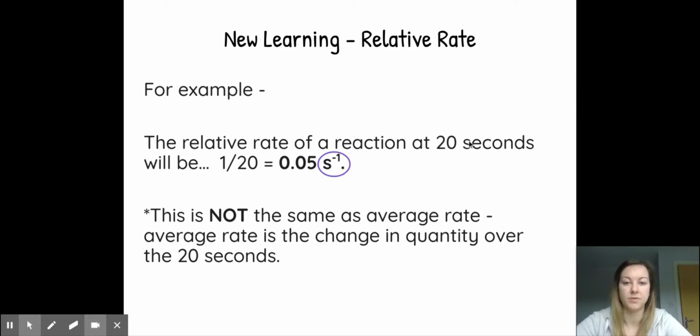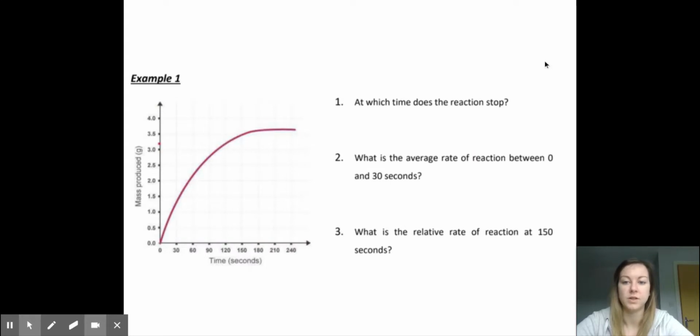So it's a little bit different. Let's do some example questions. We're going to talk through these and then I'll give you one to try yourself. So using this graph, we've got 3 questions.